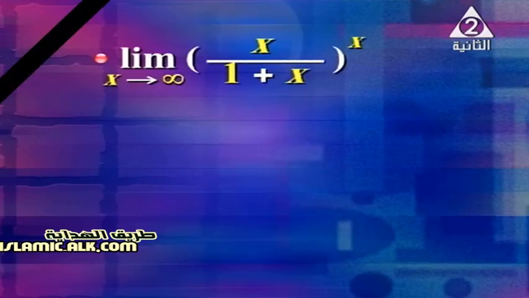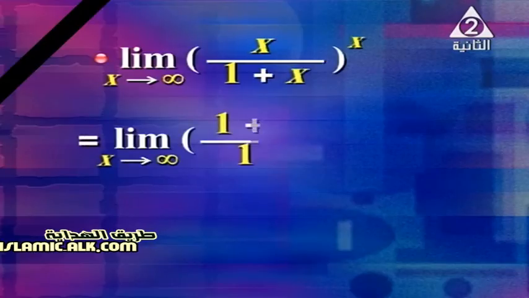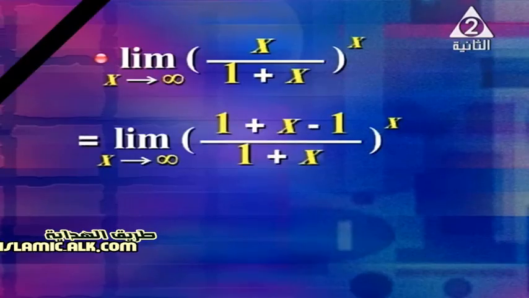Dear student, look at another example when we find limit x tends to infinity, x over 1 plus x for all power x. We distribute. Look at the numerator x. We find x plus 1. If we add 1 and subtract 1 in the numerator, the expression is unchanged. Then we add positive and negative 1 in the numerator to make the numerator 1 plus x minus 1.